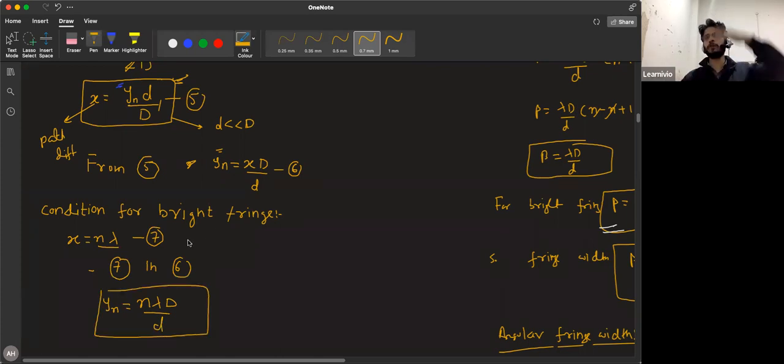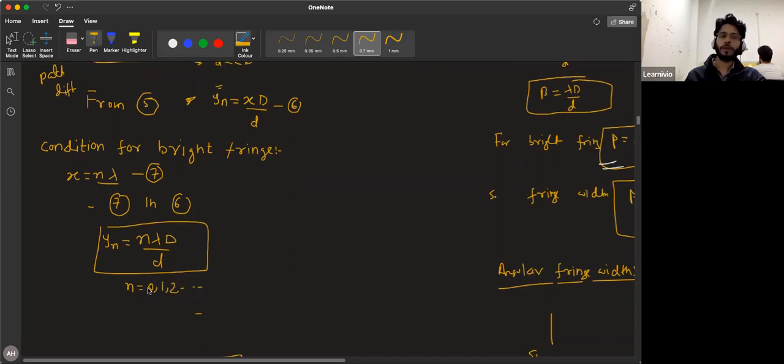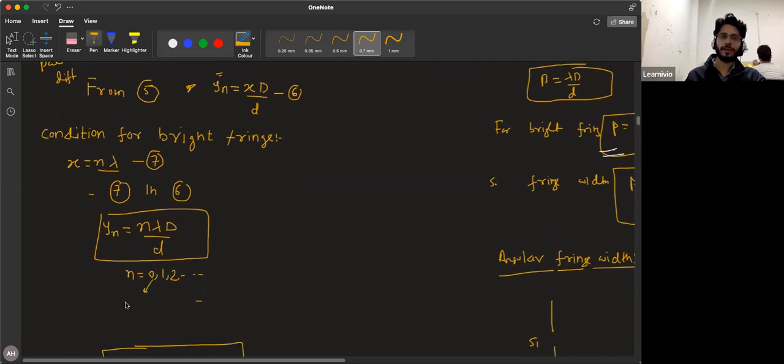Yn means the separation of the nth fringe from the central bright fringe. If the separation satisfies this condition, then the fringe will be a bright fringe. So your n will start from 0. Your n is 0, then 1, then 2, and so on. If n is equal to 0, that means it's the central bright. If n is equal to 1, that means it's the first bright.